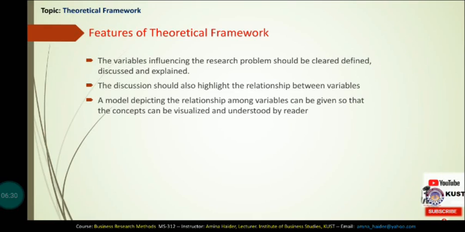The second feature is that the discussion should highlight the relationship between variables. That relationship could be a positive relationship, and that relationship could be a negative relationship. For example, with the increase in one variable, that is income, the saving also increases. So a positive relationship exists between variables. So a relationship could be a positive one and a relationship could be a negative one.